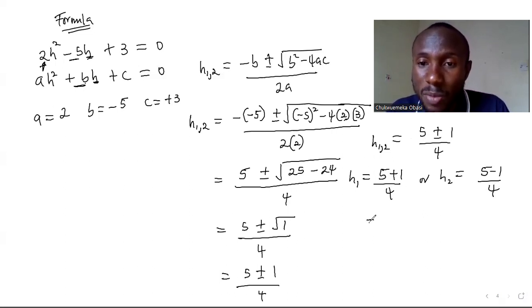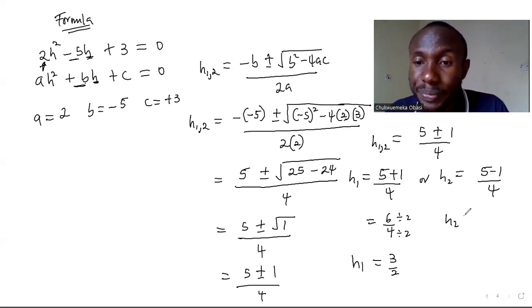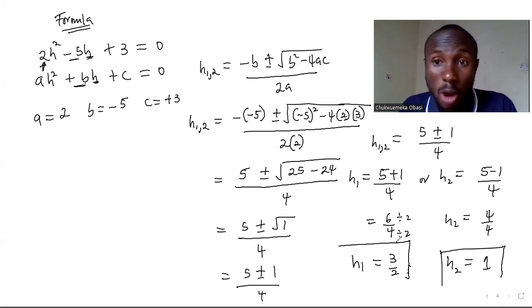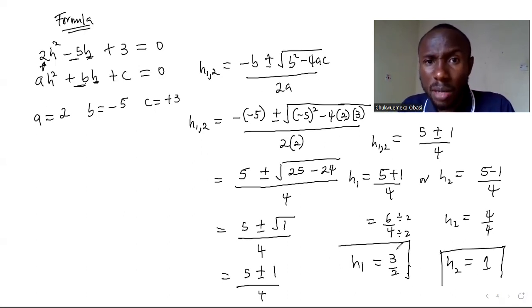And here we have 6 over 4, right? And if you divide here by 2 and here by 2, I think you should have 3 over 2, and that's your h1. And your h2 here is 4 over 4, right? And h2 should be 1. You see, now we've gotten the two solutions we are expected to get because we are solving a quadratic equation. I hope this is clear. So let us take one more example, and here we'll close the class.